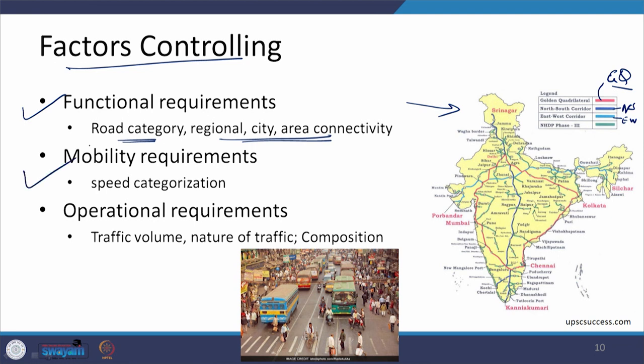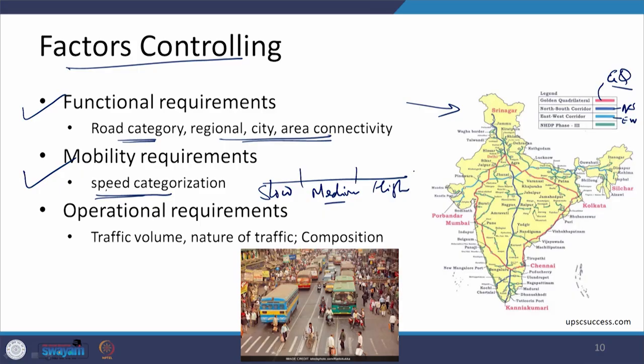Another thing is the mobility requirement. When we talk about mobility requirement, we are talking about speeds. If the vehicles are moving at different speeds, then we can create sections of that particular road, where the high speed vehicles are on this side, the slow speed vehicles may be moving on this side, and the medium speed vehicles are moving in the center. If we do that sort of a classification, then probably we have to go for a three lane system. But this also depends on the traffic volume, what is the number of vehicles for which this facility is to be constructed.